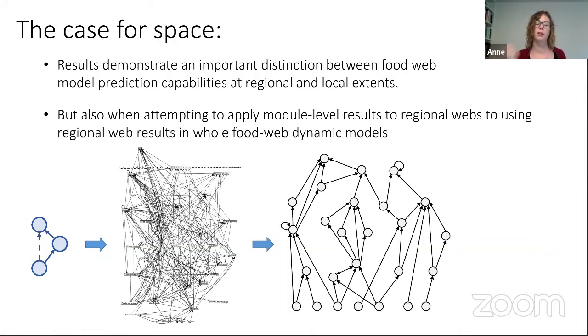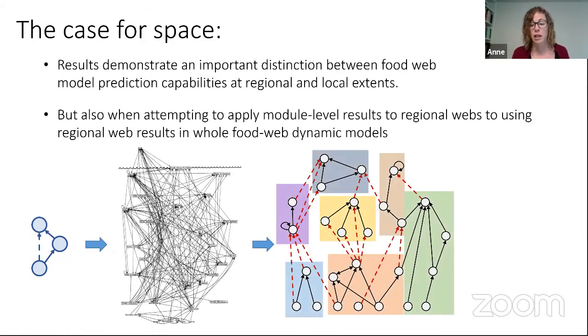But it's the same thing when we're trying to compare the regional web results from the empirical data and applying those to the whole food web dynamic models, because we're assuming that we're seeing these repeated structures within this static template. But then when we apply them within this sort of static template here, we don't see that they're important and we see different effects. And so we sort of need to start thinking about that when we're moving between these two scales as well.